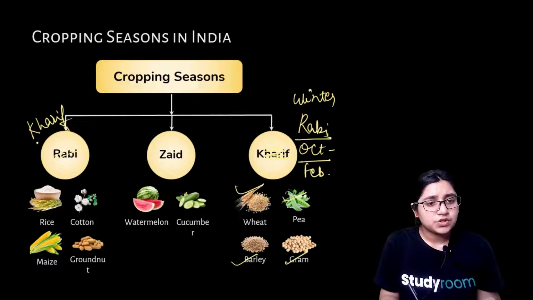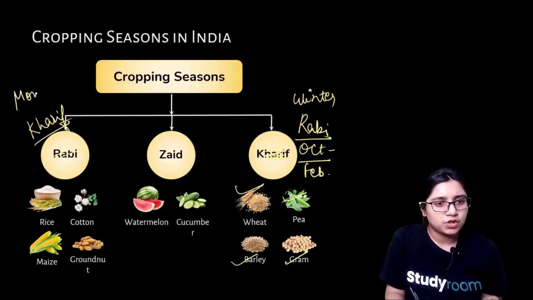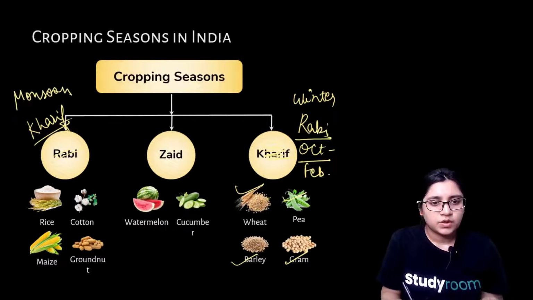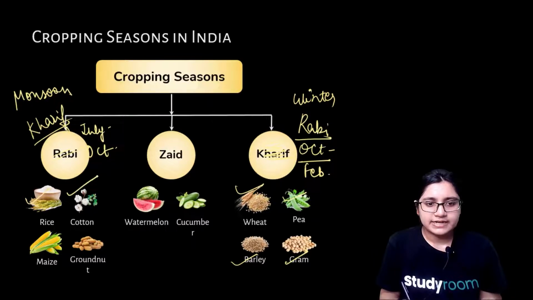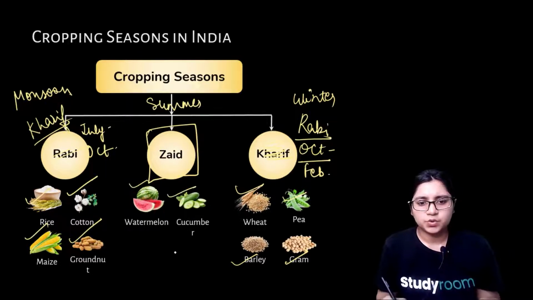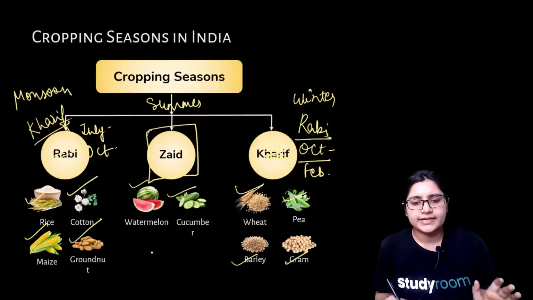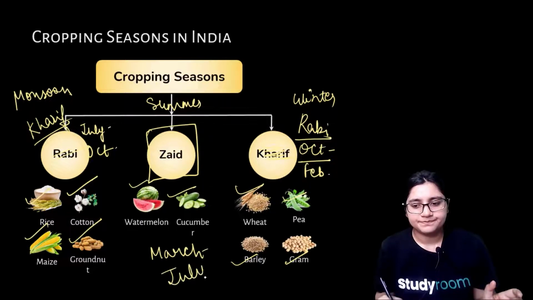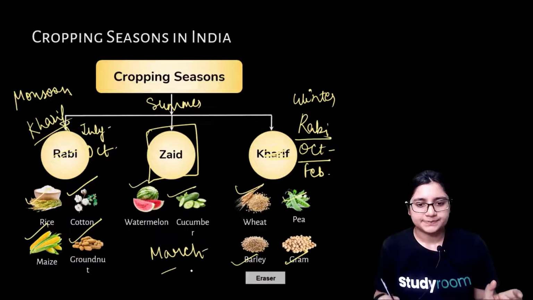When we talk about Kharif crops, they are monsoon crops. Their season is July to October. Examples are rice, cotton, maize, groundnut. When we talk about Zaid, this is a summer crop. Examples are watermelon, cucumber, and the time period that you all can guess as well. It is March to July, or June, you can say.